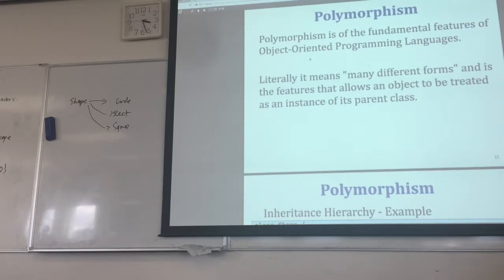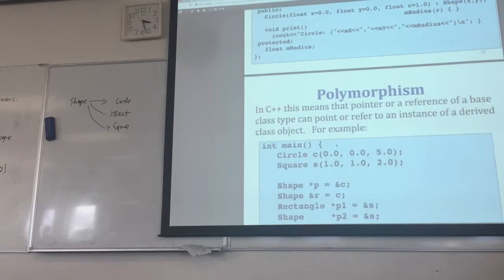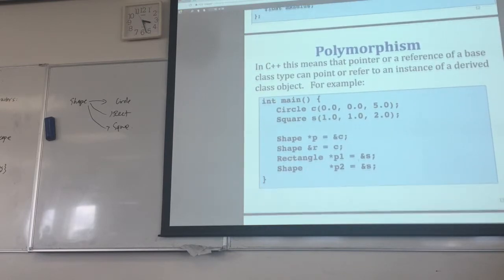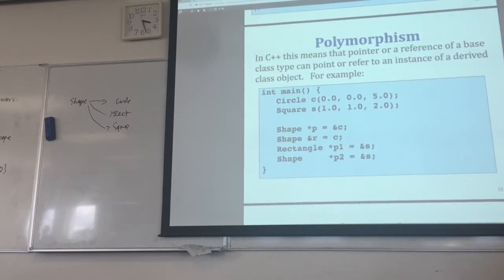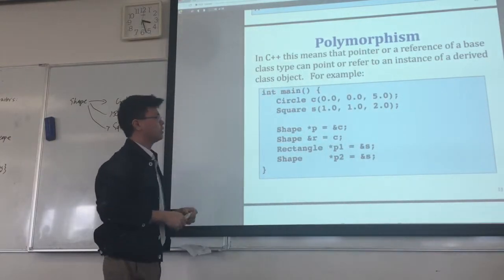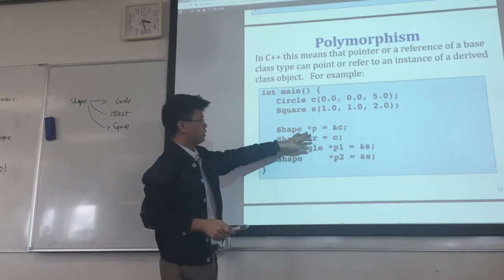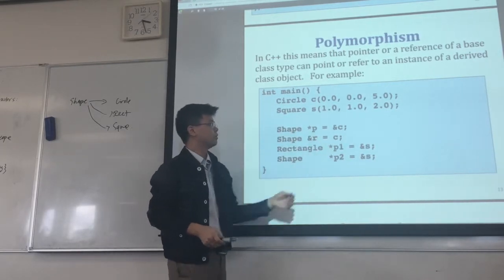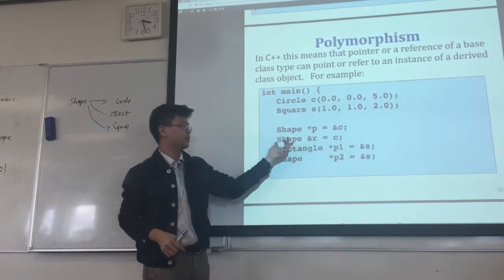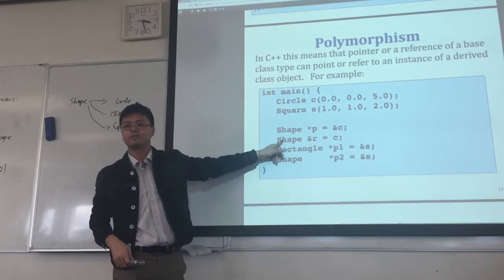Okay, again, polymorphism is many forms. So in here I have a square, which is a shape. I can declare a pointer of type shape to a circle. I can make an alias of type shape to a circle, and so on. Is it confusing?